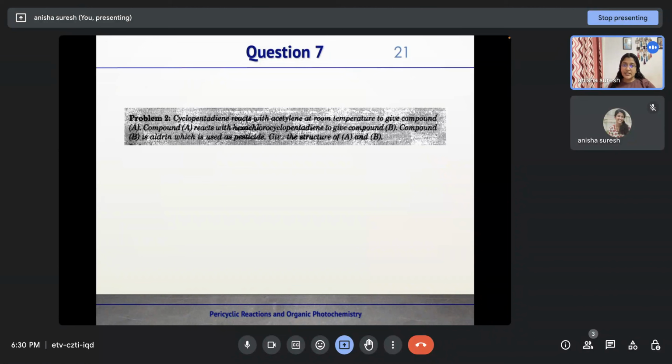Now coming to the seventh question. Here they have given that cyclopentadiene is reacting with acetylene at room temperature to give compound A. So we know this is the structure of cyclopentadiene and this is the structure of acetylene. So they are reacting at room temperature to give A. So this is a diene, and this is a dienophile. It will undergo a 4 plus 2 cycloaddition reaction, that is a Diels-Alder reaction, to give a compound.